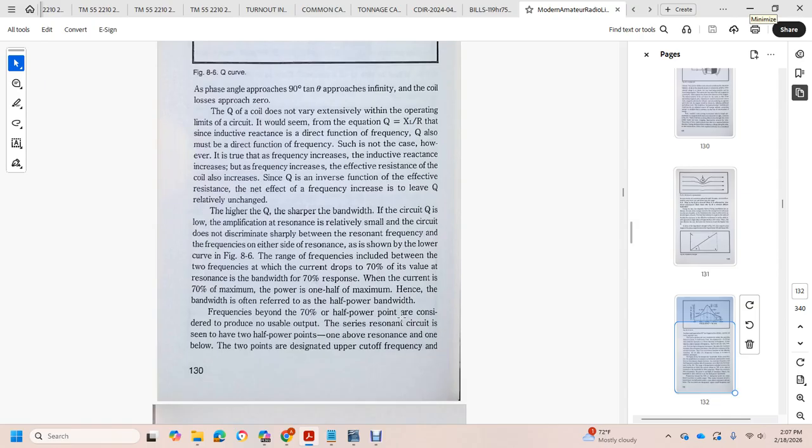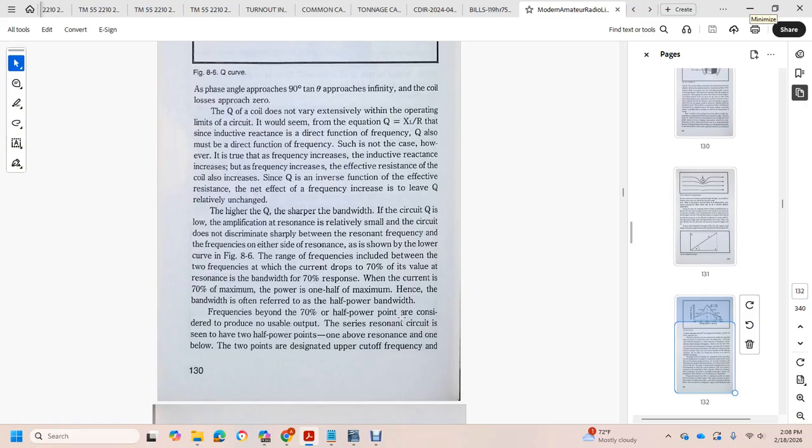A circuit with a lower Q has very small amplification at resonance, but it does not discriminate sharply between the resonant frequency and frequencies either side of resonance. This is shown on the lower curve of figure 8-6. The range of frequencies between the two frequencies at which the current drops to 70% of the resonance value is the bandwidth. At 70% of maximum current, the power is 1/2 of the maximum. Hence, the bandwidth is often referred to as the half power bandwidth. Frequencies beyond the half power points are considered to produce non-usable output.